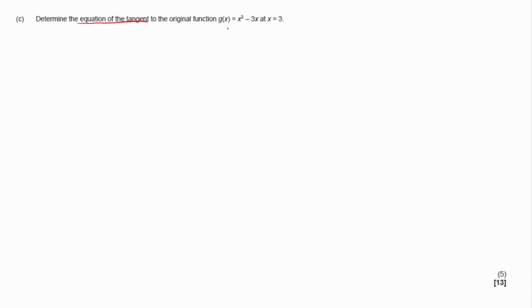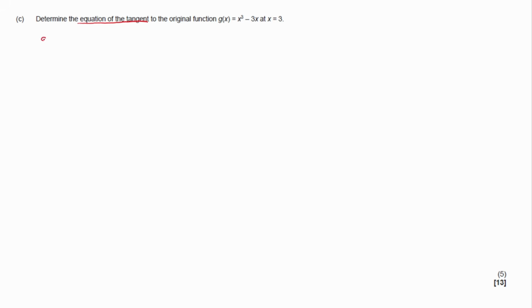original function g of x at x is equal to 3. So to determine the equation of the tangent, we need two things. We need the derivative of g of x, so we can find the gradient of the tangent. So we need the gradient of the tangent and we need a point. With that point, we need a coordinate, x and y.